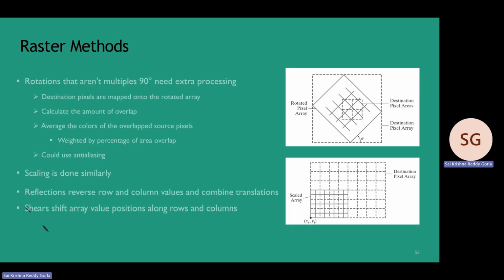Coming to the next slide, raster rotation by angles that are not multiples of 90 degrees needs extra processing. Destination pixels are mapped onto the rotated area. Calculate the amount of overlap and average the color of the overlapped source pixels, weighted by the percentage of area overlap. This could use anti-aliasing, and scaling is also done similarly. Reflection reverses row and column values and combines translations. Shear shifts area value positions in the rows and the columns.